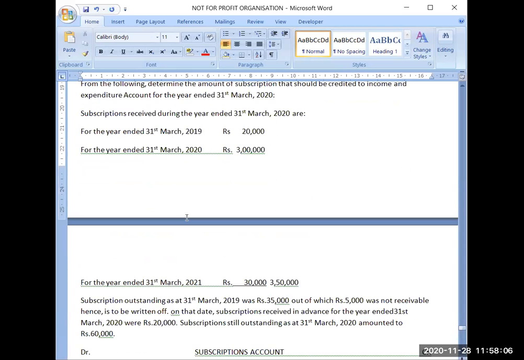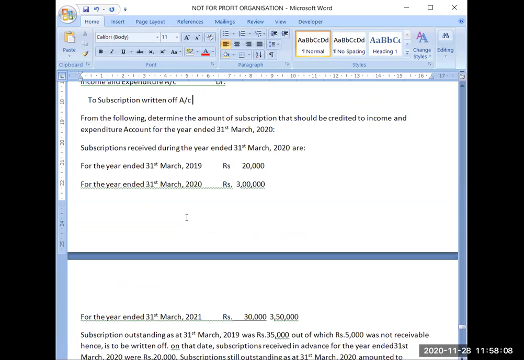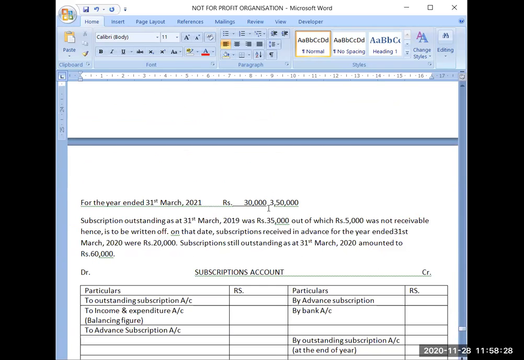Now in this question, it is asking to determine the amount of subscription that should be credited to income and expenditure account for the year ending 31st March 2020. Subscription received during the current year. For the last year, you have received 20,000. For the current year, you have received rupees 3 lakh. And for the next year, you have received rupees 30,000.